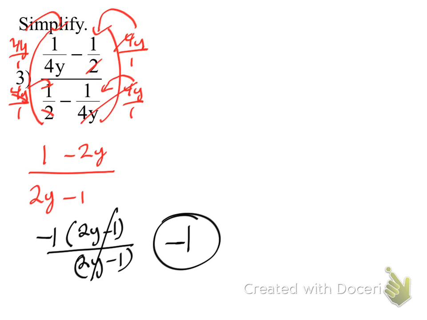How many people got -1? I would say 50%. I think more people are lying. But whatever.